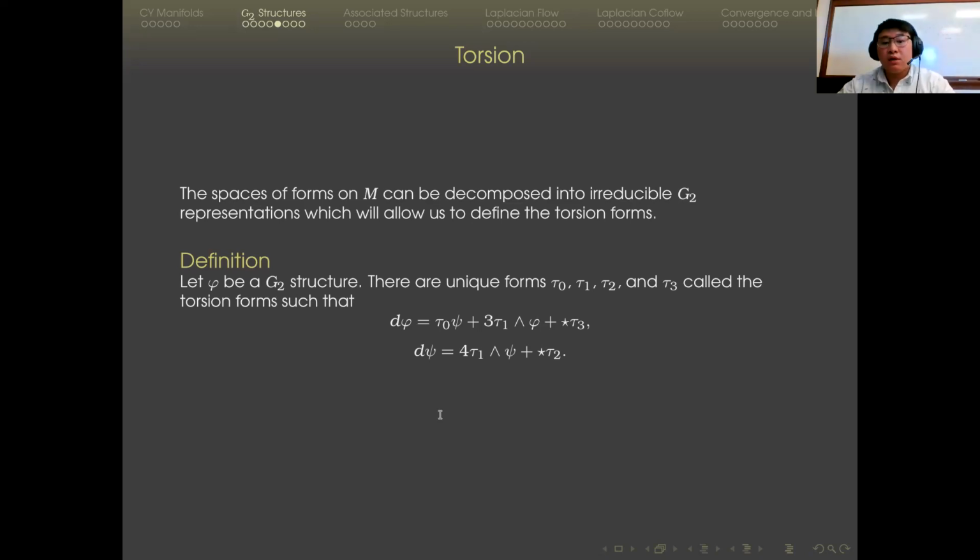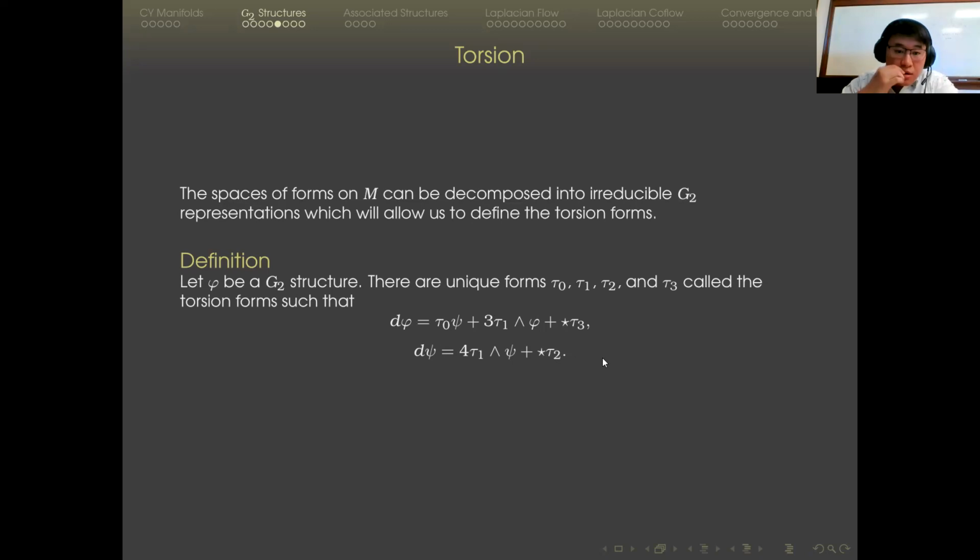So from that, we can decompose our spaces of forms into irreducible G2 representations, and this will allow us to define the torsion forms in one way. If we take the exterior derivative of the three form and the exterior derivative of the four form, it turns out that we can always write it as such, where tau 0 is a function, tau 1 is a one form, and tau 3 is a three form. So the Hodge star of a three form is a four form. This all checks out. And tau 2 is a two form over here.